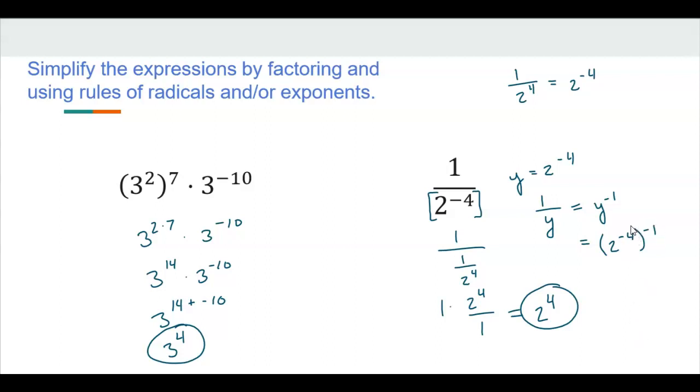And we know that a power raised to another power multiplies. So this is the same thing as 2 to the negative 4 times negative 1. Negative 4 times negative 1 is going to be a positive 4. So again, we arrived at the same answer with a different method. Whichever way makes more sense to your brain is totally valid.